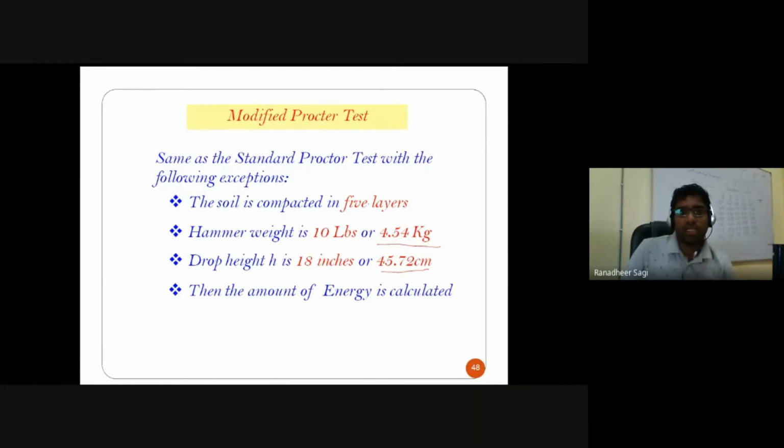The number of layers in which we compact the soil in the compaction mold in the modified Proctor test is 5 layers, and we compact each layer by giving a standard number of 25 blows. If the mold used has a volume of 1000 cc, once again each layer is compacted by giving 25 blows.